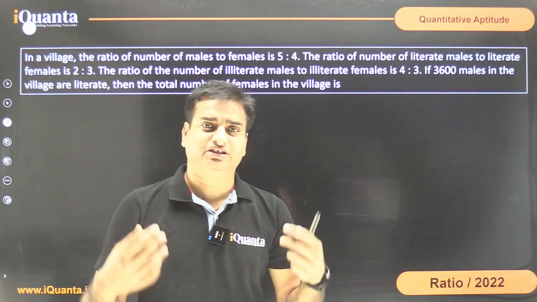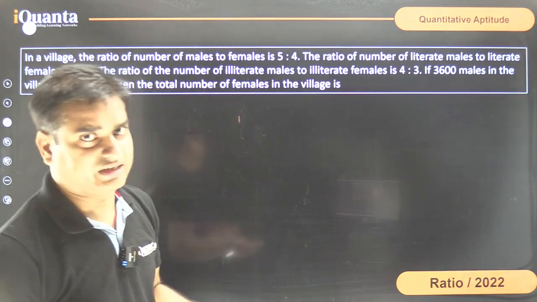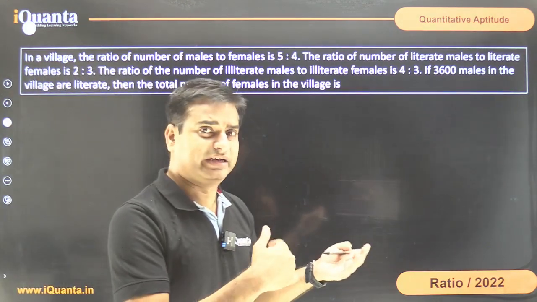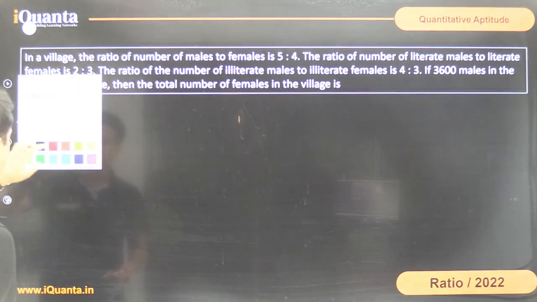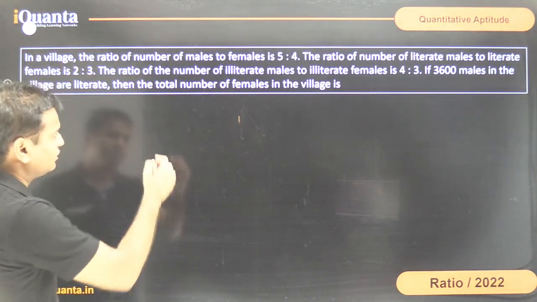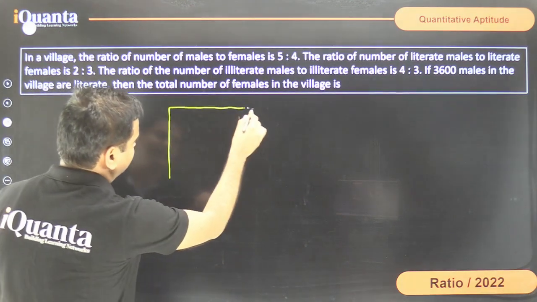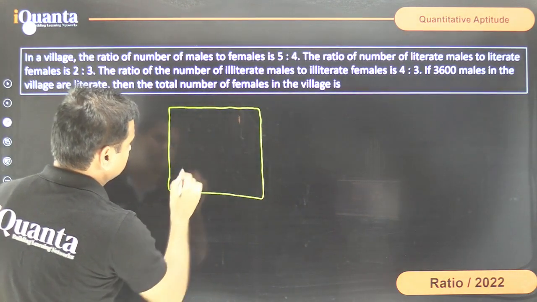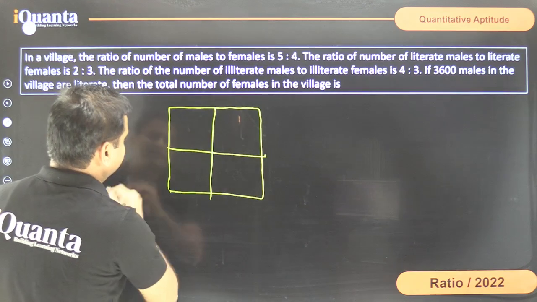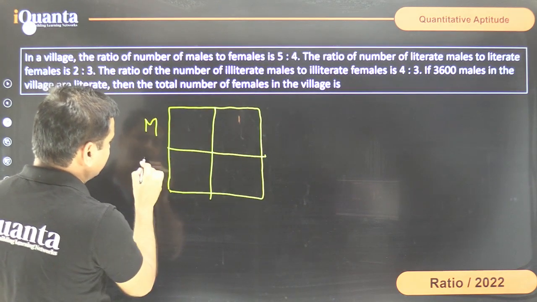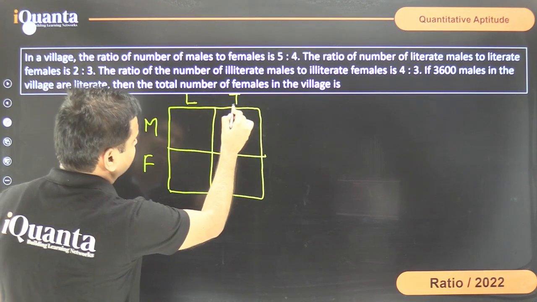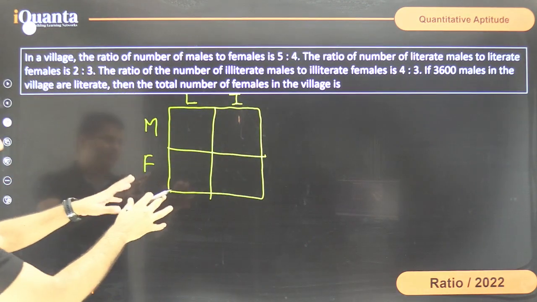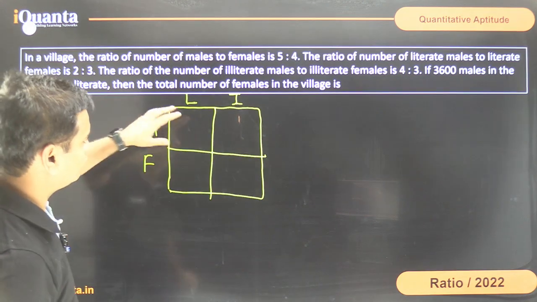So basically in such kind of questions we can see that there will be male and female and there will be literate and illiterate people. So how to start this question? There is a simple way to solve this question. Just make a matrix, something like this. In this matrix you can write here male and female. You can write here literate and illiterate. So we can easily make this matrix of 2 cross 2.